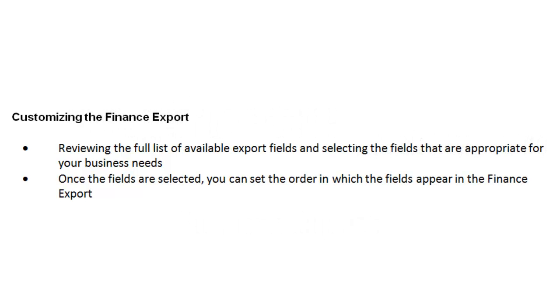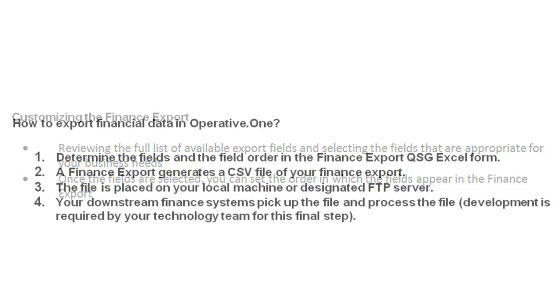Only users with specific roles can access the finance module and generate the finance export. Each row in the finance export represents a line item for that billing period. You can customize the finance export by reviewing the full list of available export fields and selecting the fields that are appropriate for your business needs. Once the fields are selected, you can set the order in which the fields appear in the finance export.